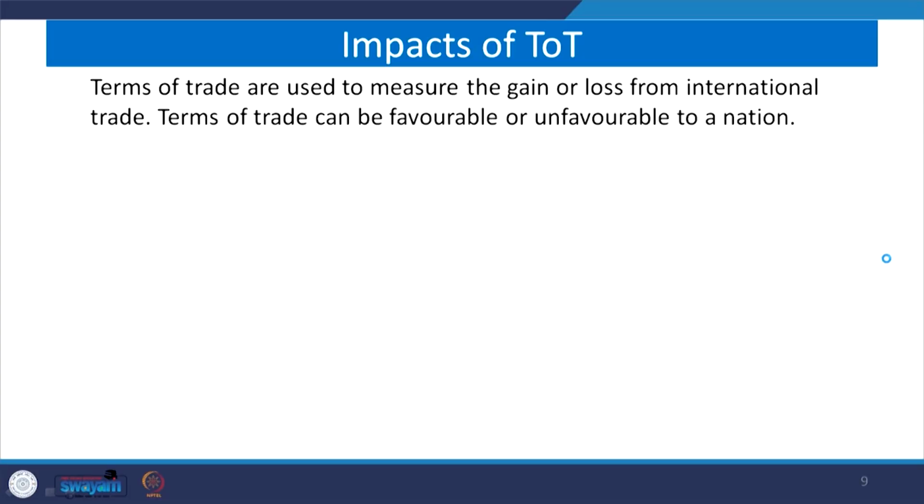Now, another aspect. So far we discussed determinants and some problems related to measurement, and now I am emphasizing the impacts or the effects of terms of trade. We have already discussed favorable or unfavorable. So, usually terms of trade is used to measure gain or loss in the international trade basket. So, either it is interpreted in terms of favorable or unfavorable terms.